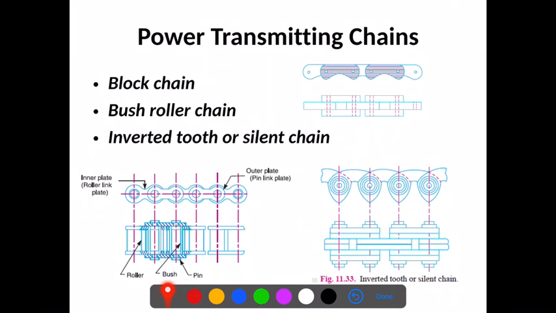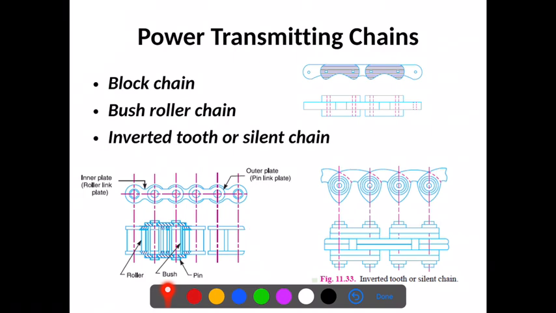So this type of chain generally offers an extremely strong and simple construction, and it is good in service, and comparatively makes very little noise, and that's why this type of chain can be advantageously used for power transmission.